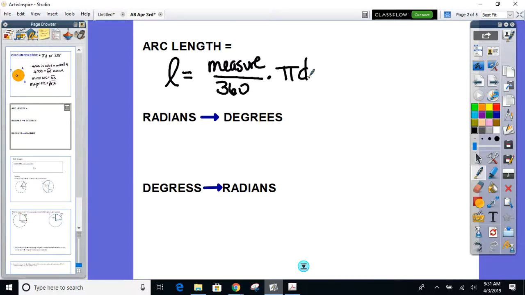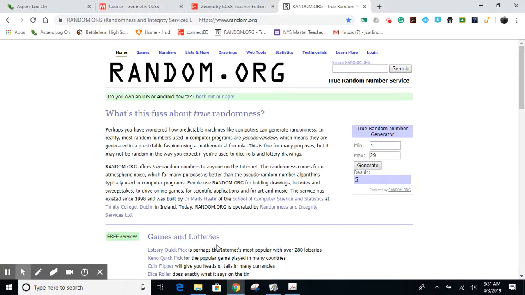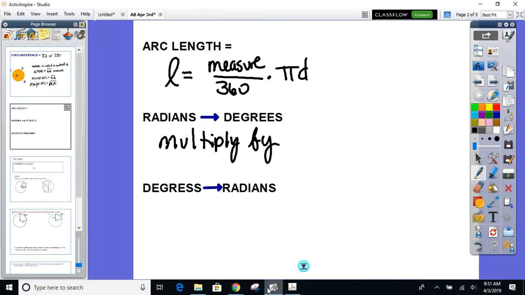If you already have the circumference at the start when you're putting that equation, can you just replace the pi d with the circumference? Yeah. Yep. Radians to degrees. I have radians, like 2 pi over 3 radians. What do I multiply it by to change it back into degrees? On your formula sheet, remember. 180 over pi.